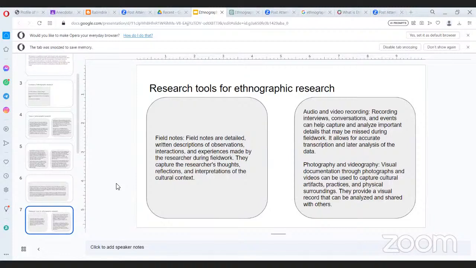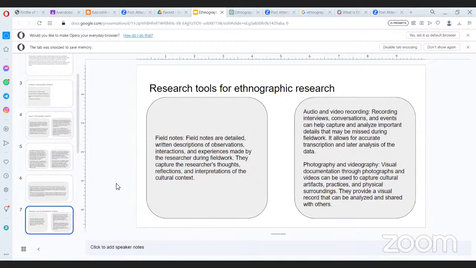Now I am coming to the research tools for ethnographic research. In any research, you should maintain some research tools. This is the field notes. Field notes are detailed written descriptions of observations, interactions, and experiences made by the researcher during fieldwork. They capture the researcher's thoughts, reflections, and interpretations of the cultural context. So these field notes are very, very important.